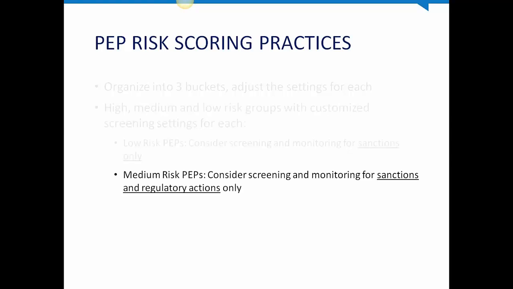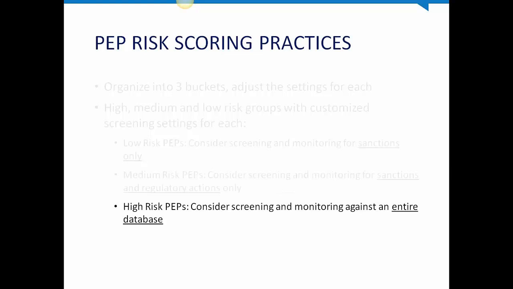And then as you climb the scale, your medium ones, you're widening the net a little bit. You're looking at sanctions and regulatory. Maybe you're looking at some associates and some relatives. And then finally, at the high level, you're opening up the throttle completely. So if I'm in China, India PEP, I want to know all their associates you got.